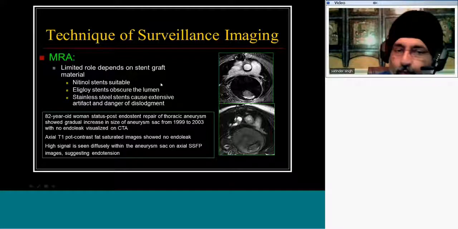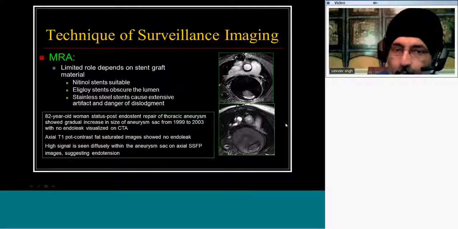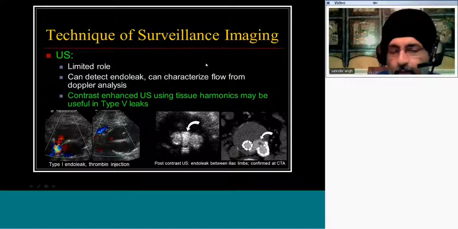MR has a limited role because it depends upon the stent graft material used. Many of these are nitinol stents. They can be imaged with MR. However, the other stents, stainless steel or Elgiloy, will cause a lot of artifacts and can obscure the lumen. This is an example of an endostent which was repaired, and there is aneurysmal sac distension. On the T1 post contrast, you can see there was no leak, but there was a high signal intensity in the aneurysm sac on the axial SSFP, suggesting that this was actually an endotension. This was on serial imaging study, so this patient required an open surgical repair.